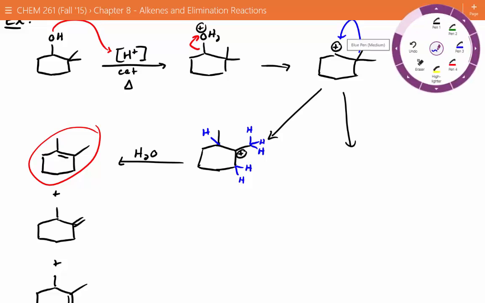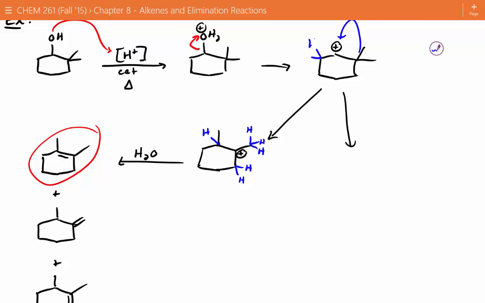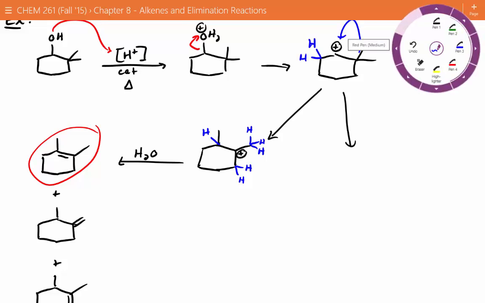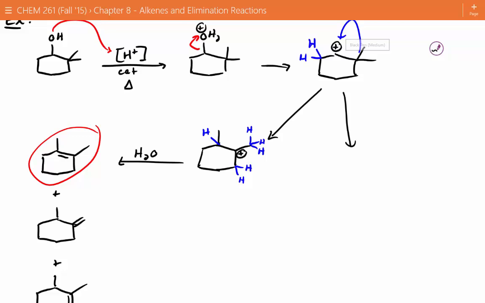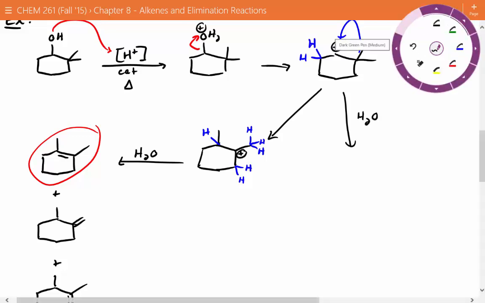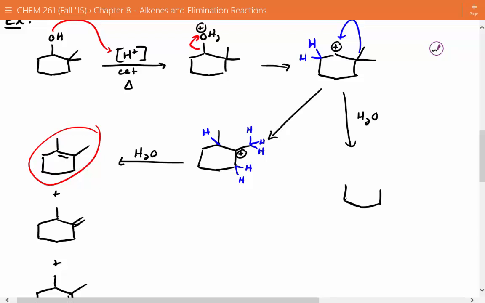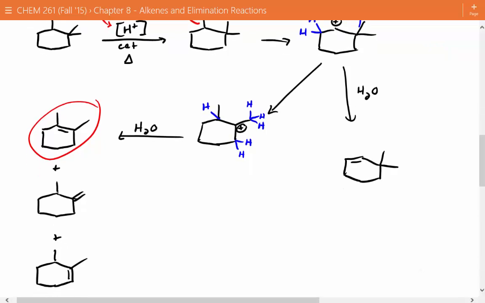So if we look at this, there are beta protons right here and here, which if we had water could deprotonate one of those and give you this product as well. So one big problem with an E1 reaction or an SN1 reaction is you occasionally get this horrendous mixture of products out of it. Your major product is always going to be your most substituted alkene, but you might observe trace amounts of any of these other 3 minor products that we have shown. So it can be a little tricky.